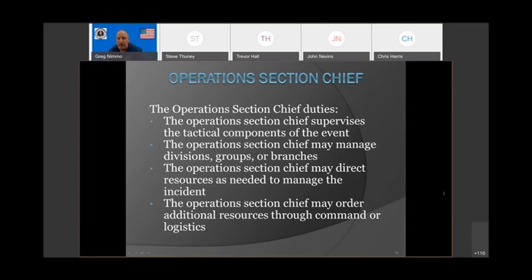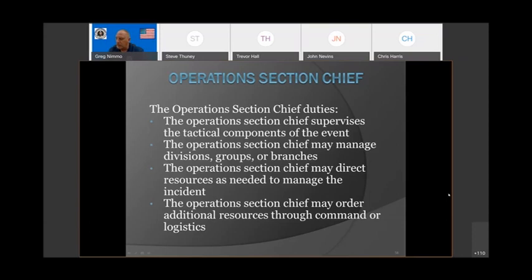He also may manage divisions, groups, and branches. So if you're going to manage a division, usually they're divided into an incident geographically. So as a division, we think of that as a geographical designation to be able to control an incident, say, as an area command kind of a thing.